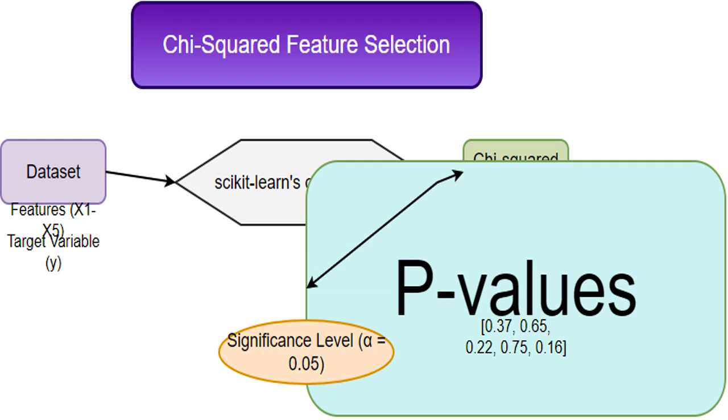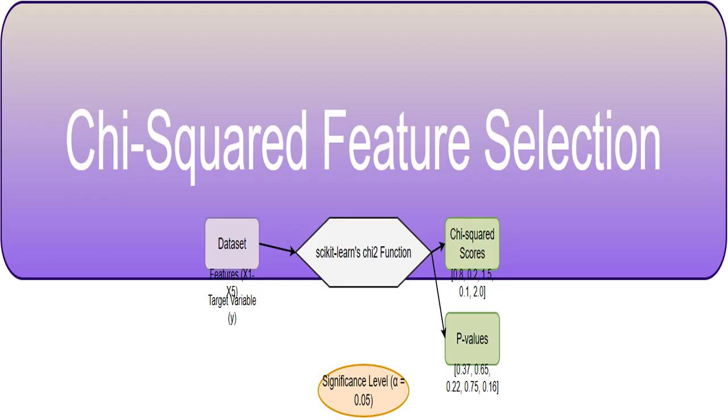A low p-value less than my significance level of 0.05 suggests a statistically significant relationship, meaning it's unlikely we observed such a strong relationship by chance. This is the overall method I am using. I am using the chi2 test to determine which features are most relevant in predicting a target variable. It's a common technique in machine learning for feature selection.